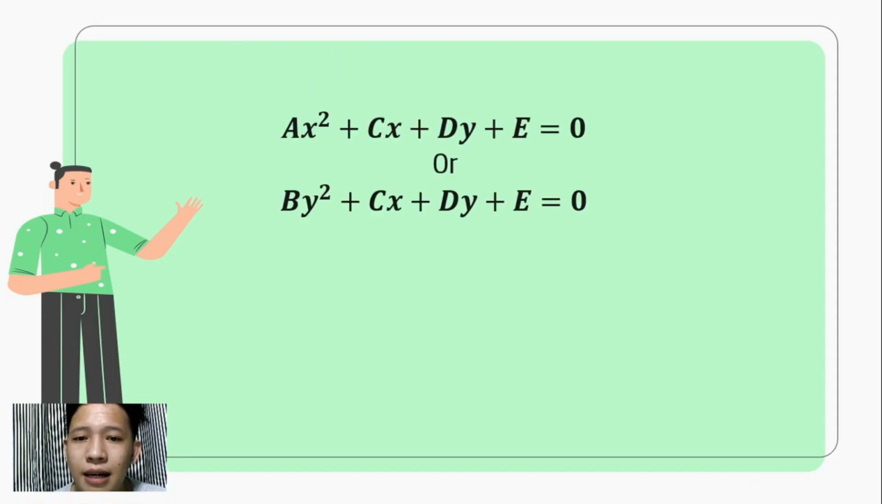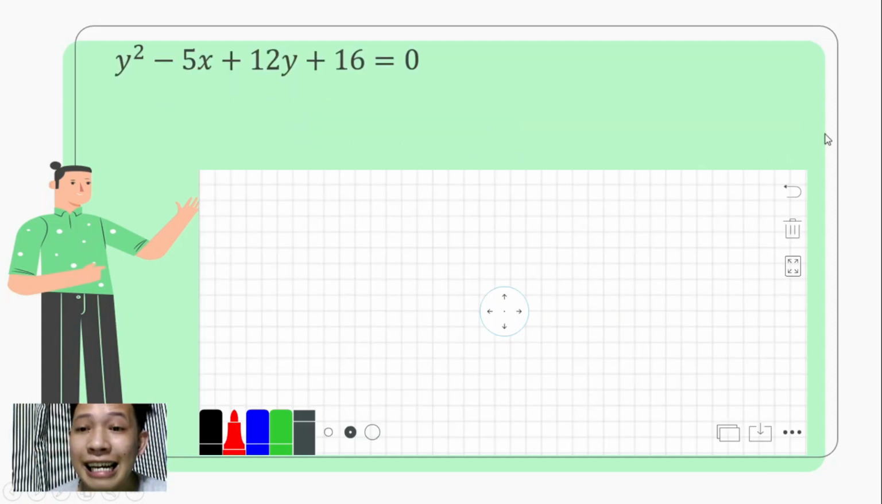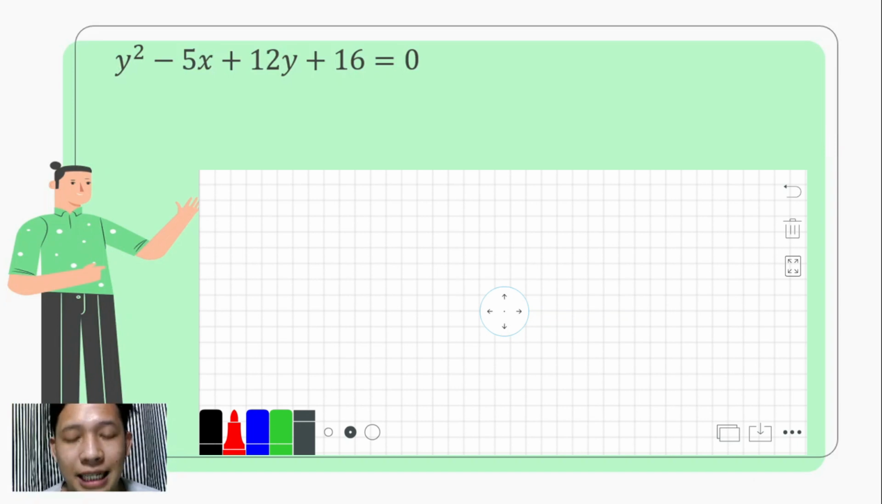By the way, these are the general equations of the parabola wherein kapag si x yung naka-square, that is ax squared plus cx plus dy plus e equals 0. Or the other way around, we have here by squared plus cx plus dy plus e equals 0. So let us have an example. We have here y squared minus 5x plus 12y plus 60.